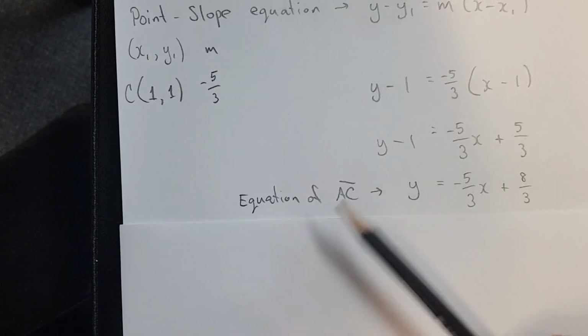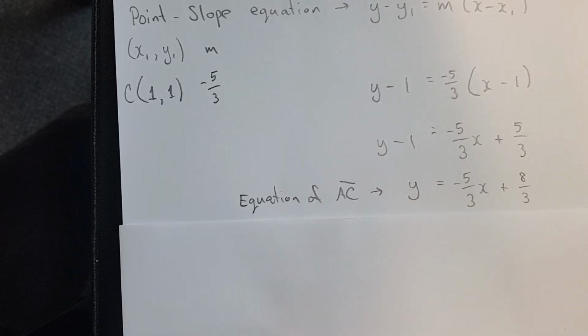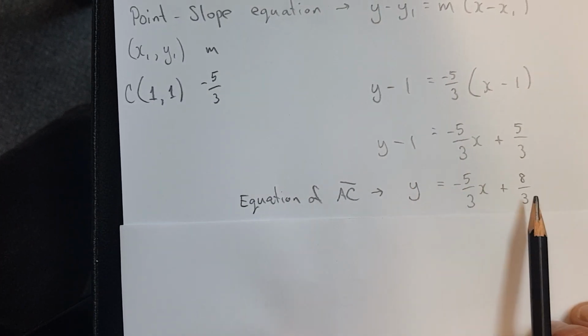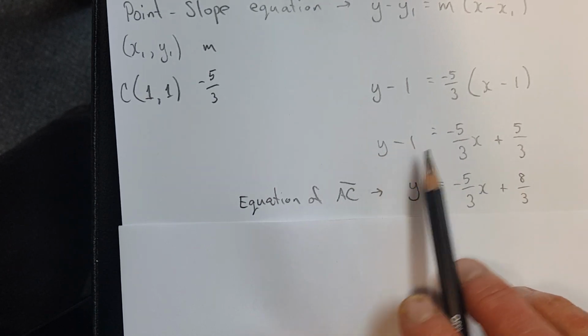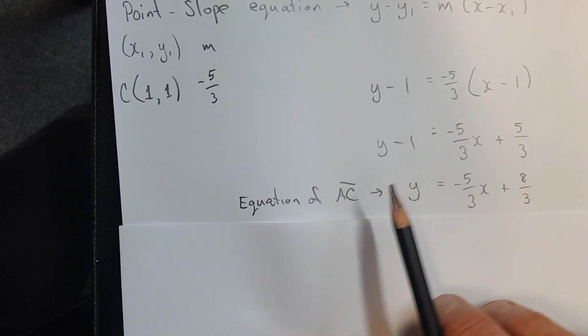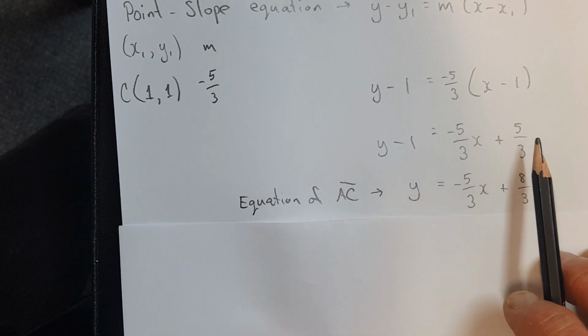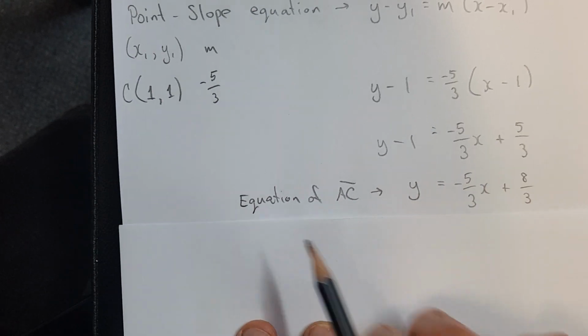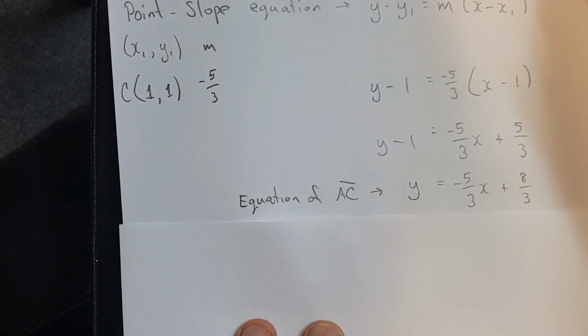Continuing to simplify, we want to get the y by itself. To get this into y equals mx plus b form, how do you undo the minus 1? You add 1. 1 would be 3/3, added to 5/3 is 8/3. So this is the equation of AC.